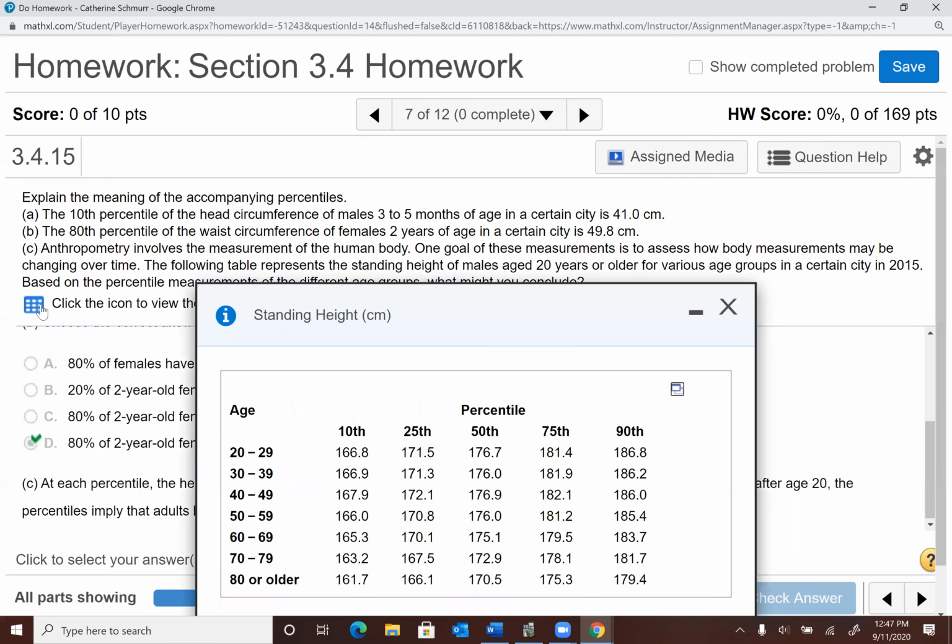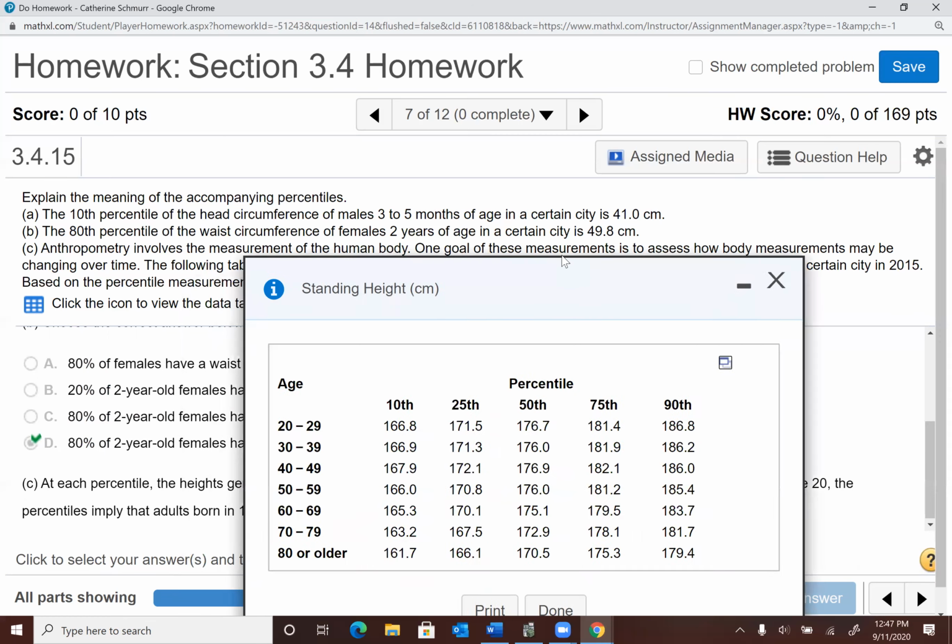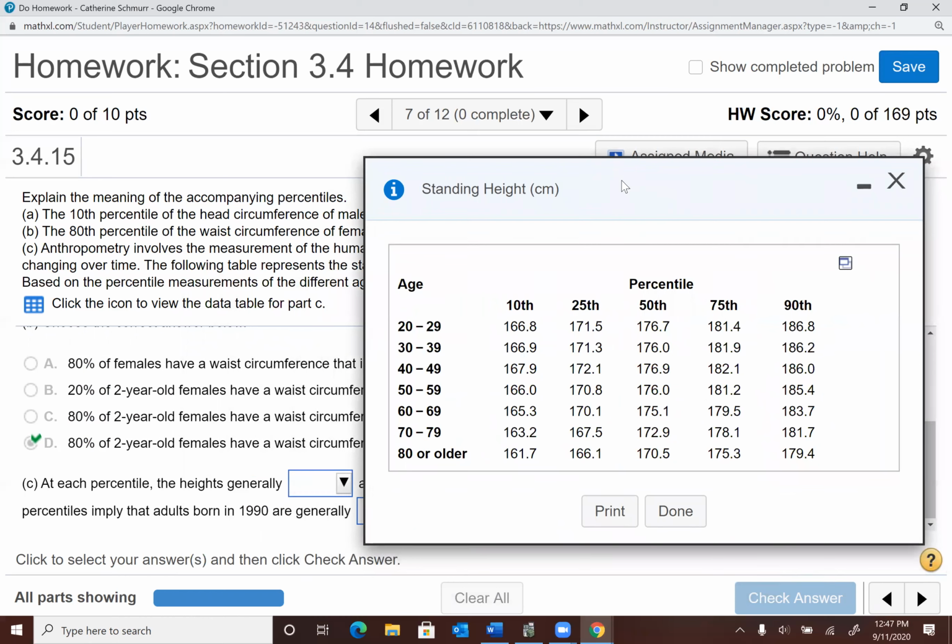So let me open up the data here by clicking on this icon. And I see a chart that has age groups here, 20 to 29, 30 to 39, and so on. And then it has heights in different percentiles. So now it says at each percentile, the heights generally. So what I want to do is look at each percentile. So it looks like as I go for older ages, the heights tend to be decreasing.